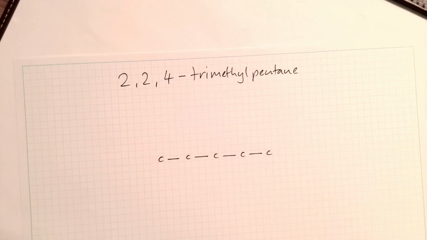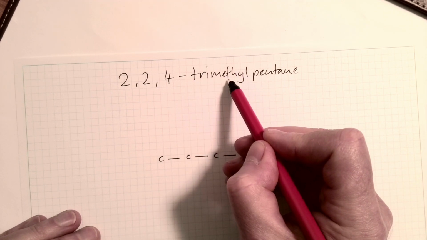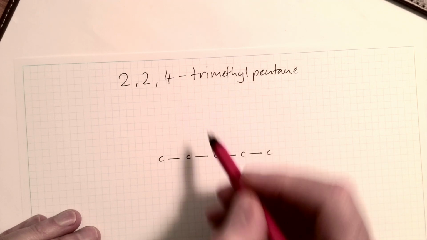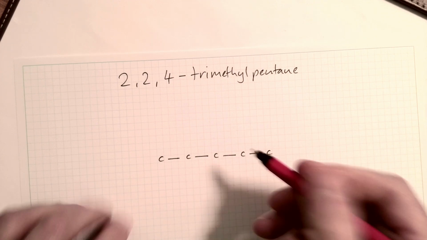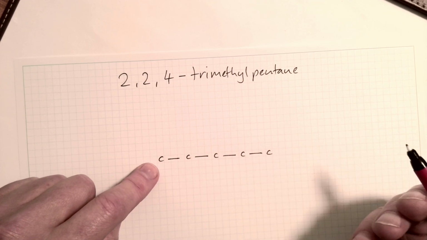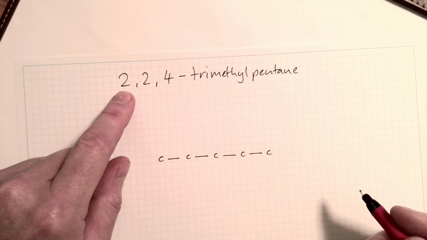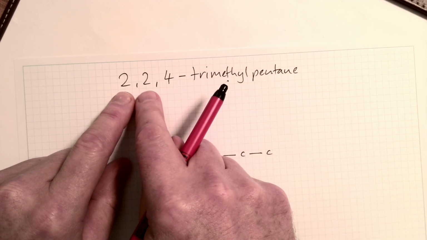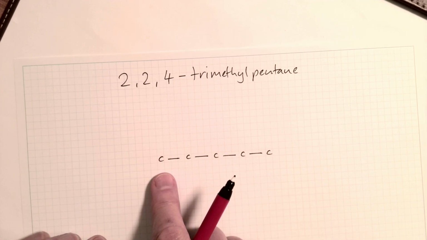Now, let's have a look. What does this mean? This means that there are 3 methyl groups attached to this chain. 3 methyl groups, trimethyl, 3 methyl groups attached to the chain. Okay, and where are they attached? Well, these are the numbers that give us this. There's one attached to the second carbon from one end. There's another one attached to that same carbon. And then there's one attached to the 4th carbon from that end.